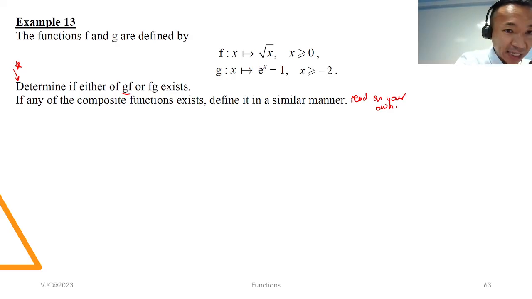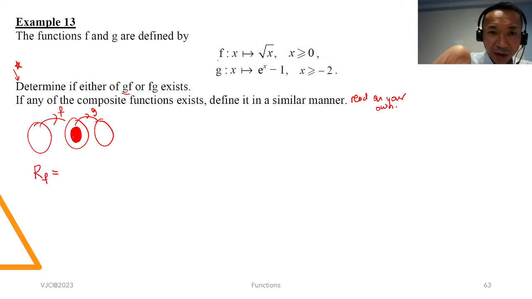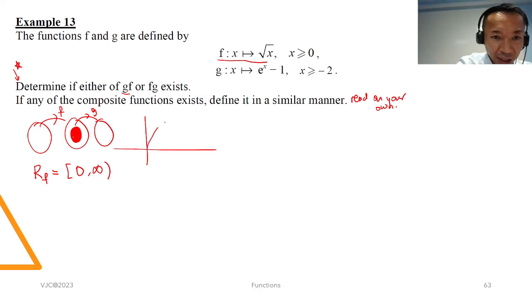I think it's easier if you think about it like that. gf is f first, then g. You want to make sure all this range of f must be a subset of a domain of g. So to find range of f, I think we have earlier, I directly found, actually it's from 0 to infinity. You sketch the graph and you realize that this is a square root graph, confirm it's just 0 to infinity. This is the graph of f.